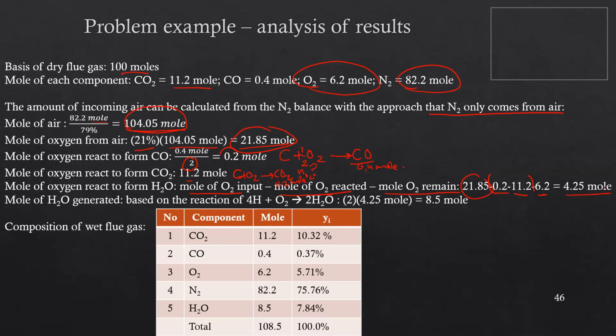Okay, the next one is we need to calculate the moles of water generated. Based on this reaction, 4 hydrogens plus oxygen will create the water. Then we can calculate it based on the moles of oxygen multiplied by 2, because the coefficient here is 2 times higher compared with oxygen, which is only 1. So we have 8.5 moles of water generated.